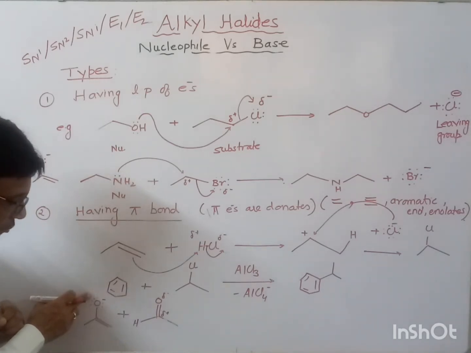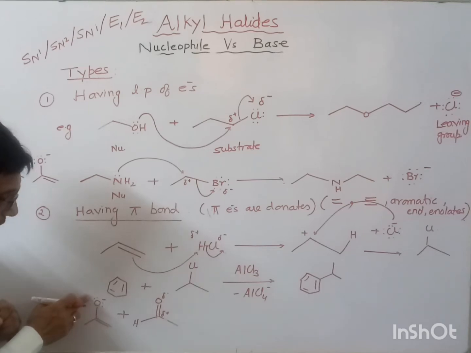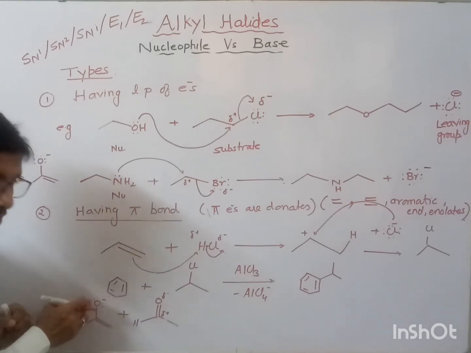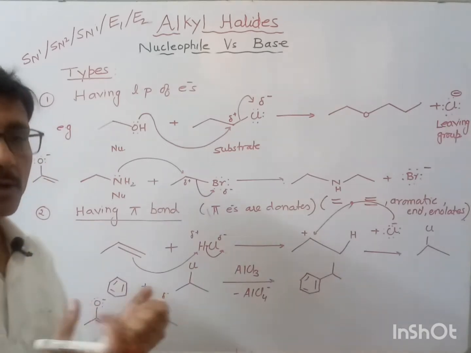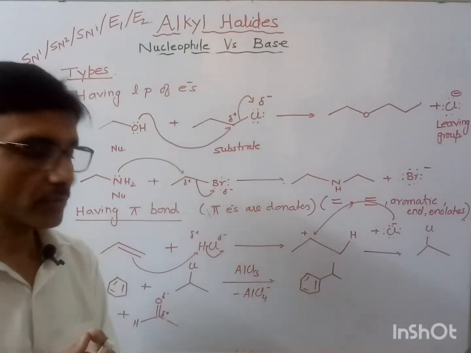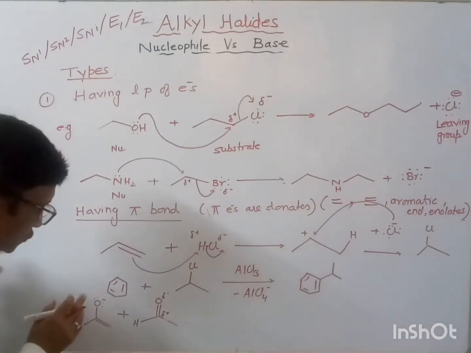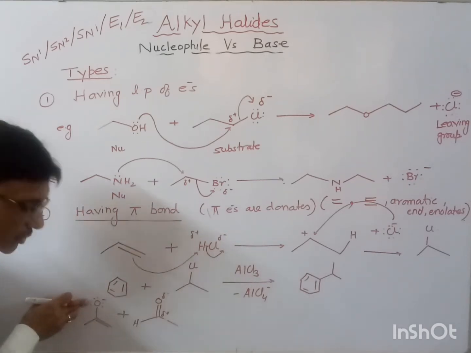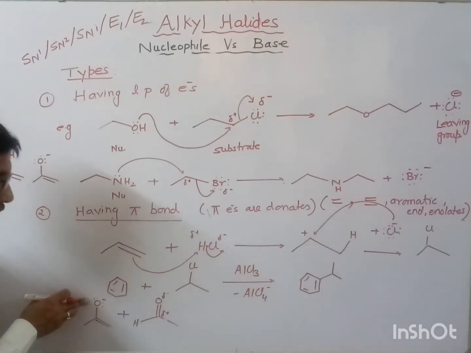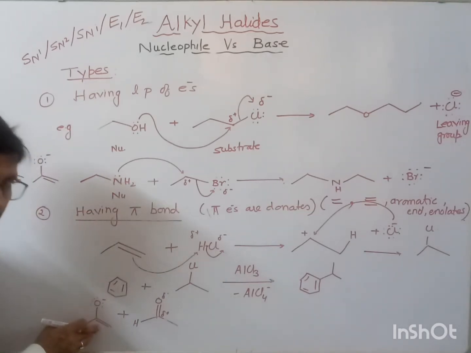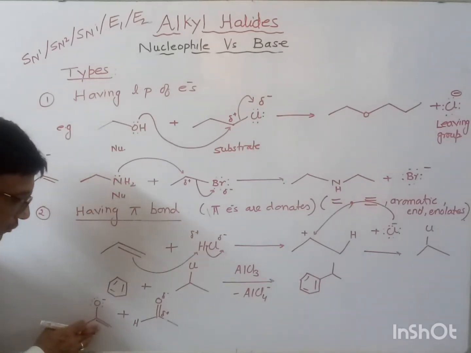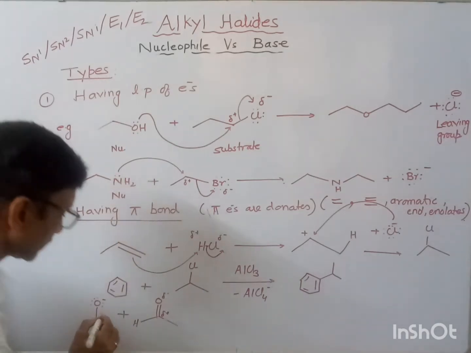These lone pairs of electrons are not loosely held because they are in the vicinity of this electronegative oxygen atom, which can pull the lone pair towards itself. So that's why this will not act as a nucleophilic center. This pi bond, these pi electrons, will act as a nucleophilic center.